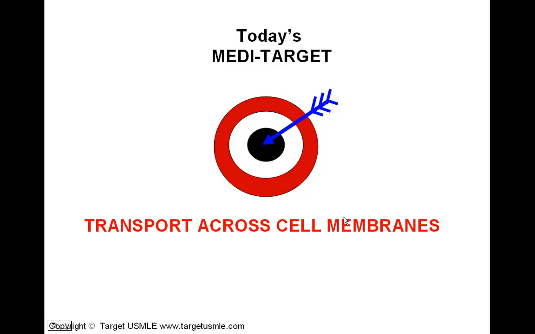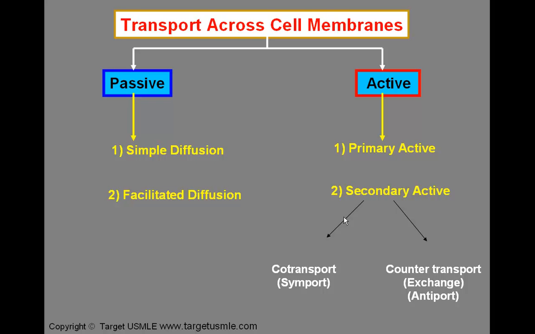Today's MediTarget will be transport across cell membranes. Transport across cell membranes can be divided into passive and active transport. Passive transport can be either simple diffusion or facilitated diffusion, whereas active can be classified as primary active and secondary active transport. Secondary active transport is further classified as co-transport or symport, or counter-transport, exchange transport, or antiport.